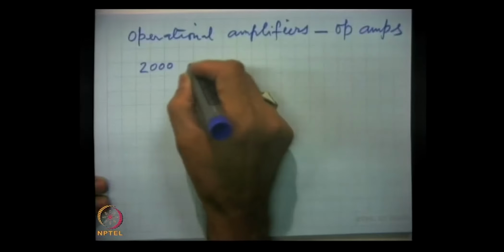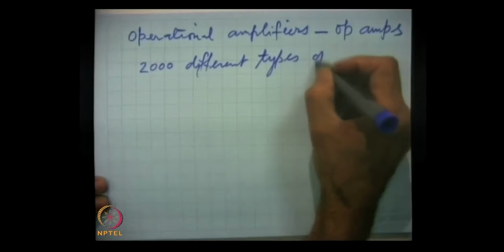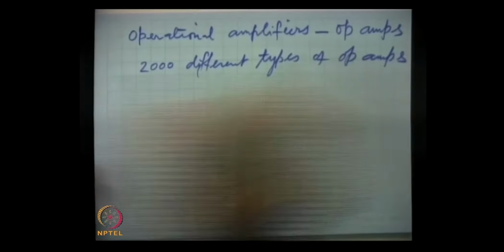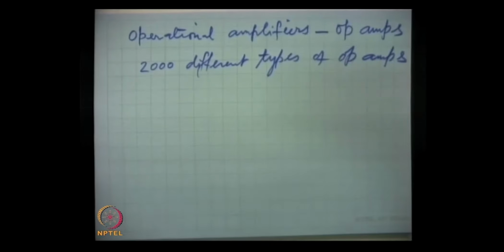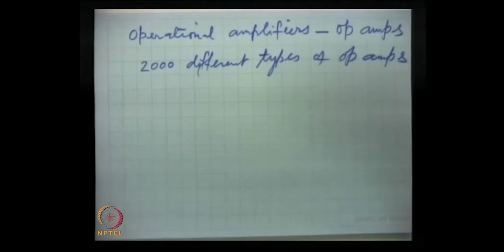There are more than 2000 different types of op-amps, and more different types are now commercially available. They are very inexpensive. Why such a large number? Because different applications require different characteristics. So, to meet those requirements, these operational amplifiers have been developed with different characteristics.